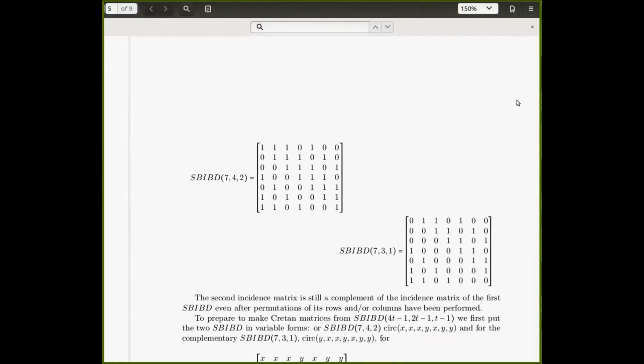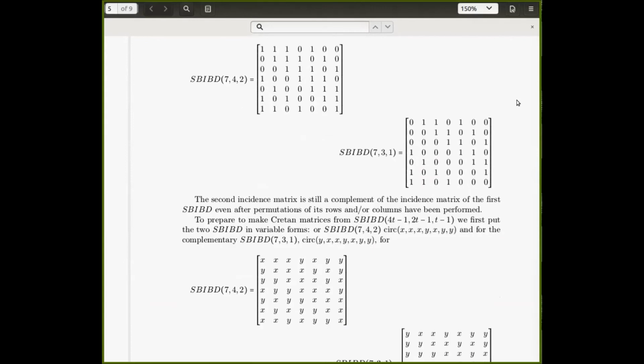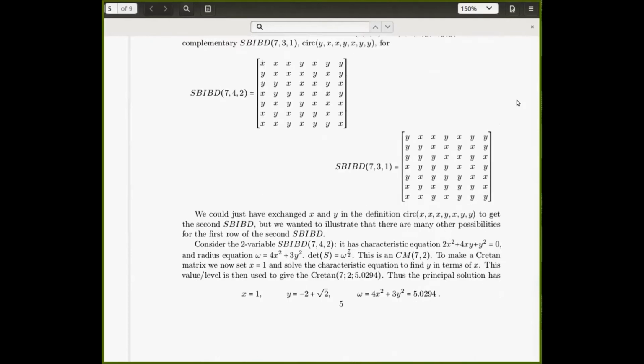Okay. So this would be what the SBIBD says. But the one is the complement of the other. Now, we can replace the zeros by x's, and the ones by y's, or the other way around. And this would be the SBIBD 2. And down, please. And that would be the other one.